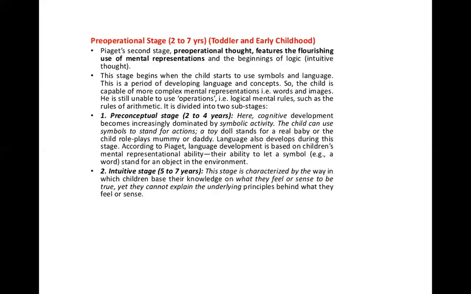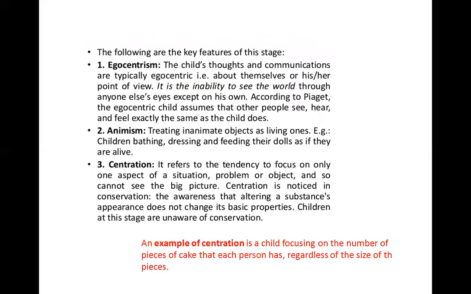In the intuitive stage, during this stage children base their knowledge on what they feel or sense to be true. They cannot explain the underlying principle. Whatever they feel, whatever they sense, according to them only those things are true. What they cannot see, means here during this phase they cannot understand the feelings of others. They only prefer the feelings of themselves.